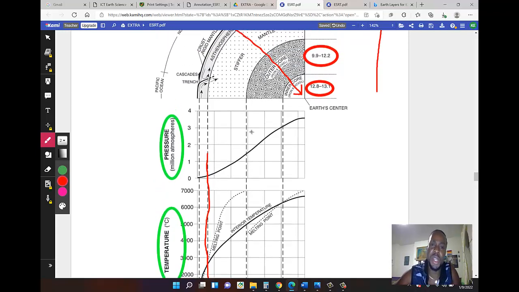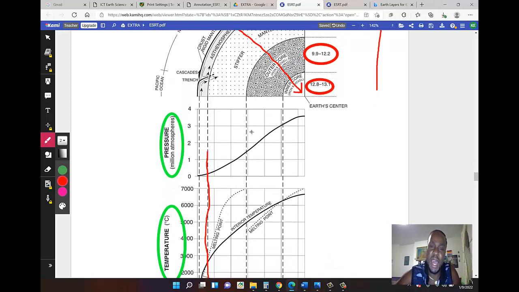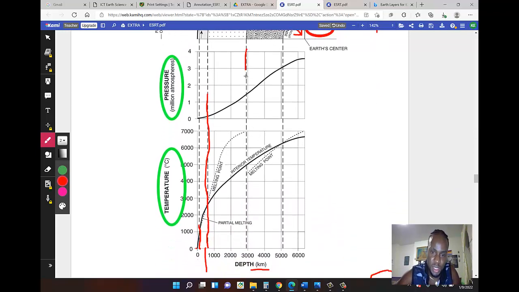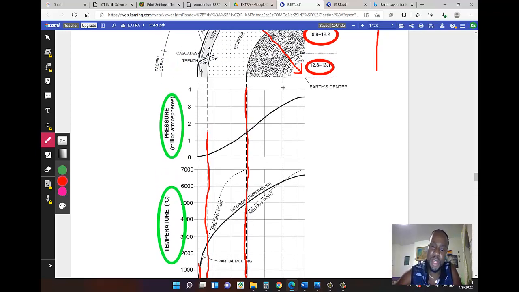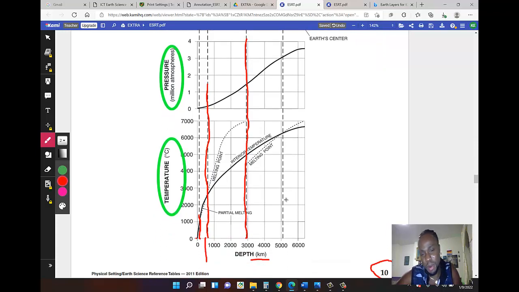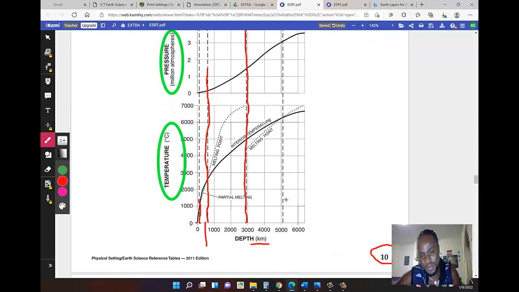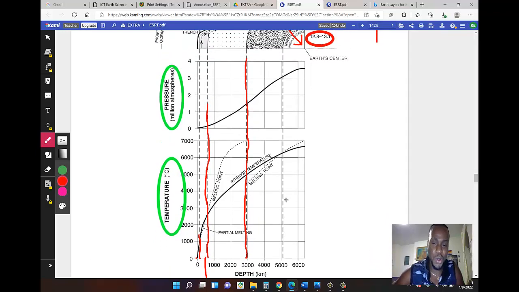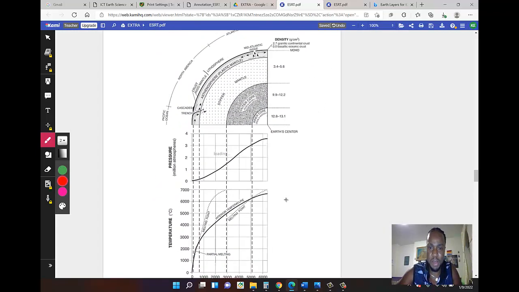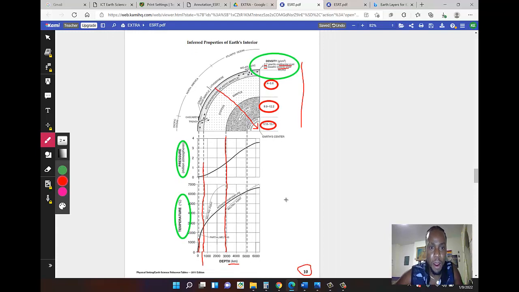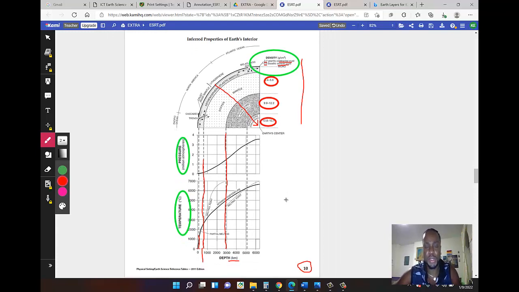How about the boundary between the stiffer mantle and the outer core? All right, which is this. You know, read it off. You can see that that broken line is just right before 3,000. So 2,900 kilometer would be a proper reading. How about the boundary at the inner core? I'll let you come up with a value for that. All right. Hopefully you got that right. So that is how we're going to be using this ESRT page number 10, inferred properties of the Earth's interior.